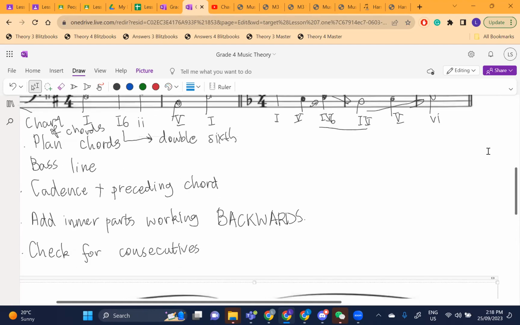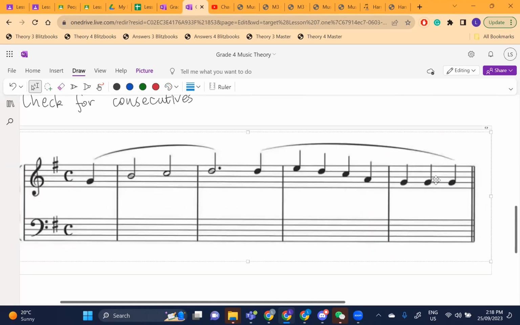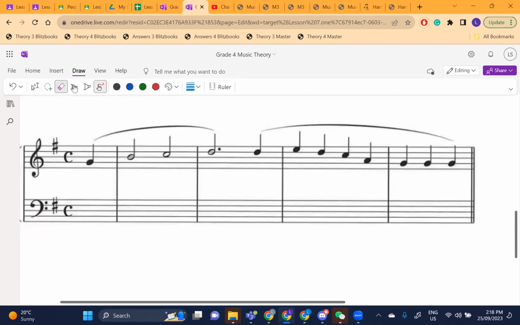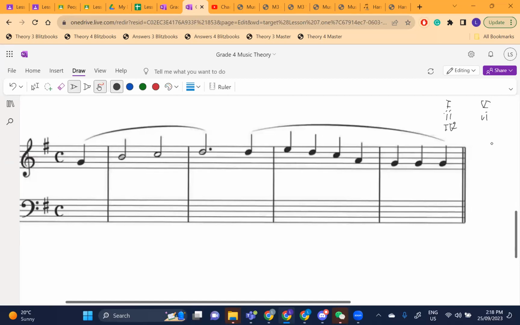All right. Clearly G major. So our chords: 1, 2, 4, 5, 6. We have G, B, D; A, C, E; C, E, G; D, F sharp, A; and E, G.